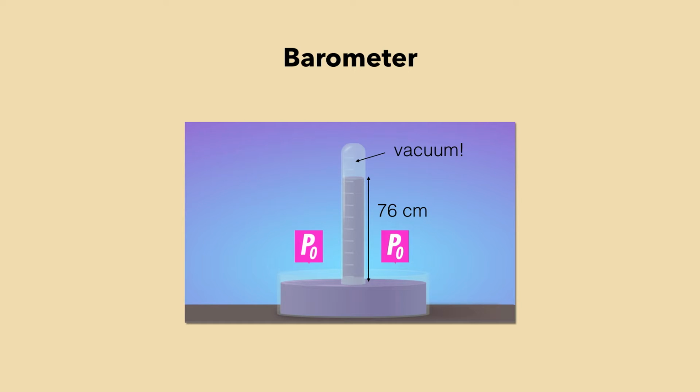The 76 centimeters of mercury that it can lift are equal in weight per area to the surrounding column of air. If we were to perform the same experiment with water, the column of water that could be lifted by the atmospheric pressure would be more than 10 meters high.